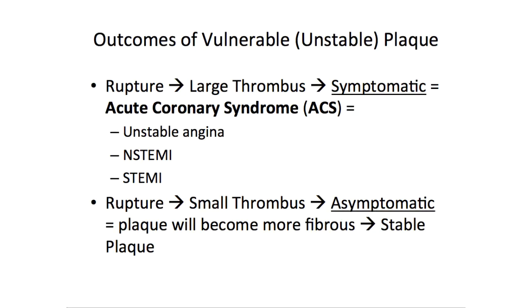There are two possible outcomes of unstable plaque rupture. The plaque may rupture, resulting in the formation of a large thrombus, making the patient symptomatic. Often this is the basis of acute coronary syndrome, which includes unstable angina, non-ST elevation myocardial infarction, and ST elevation myocardial infarction. This will be the primary topic of the second part of this series.